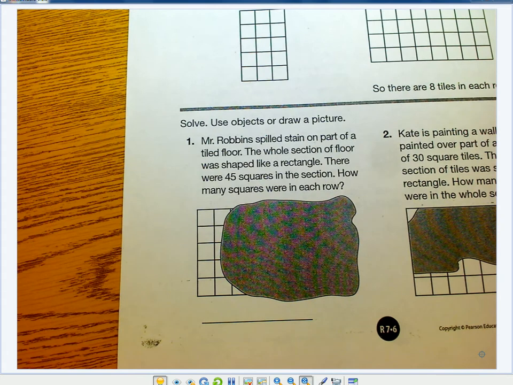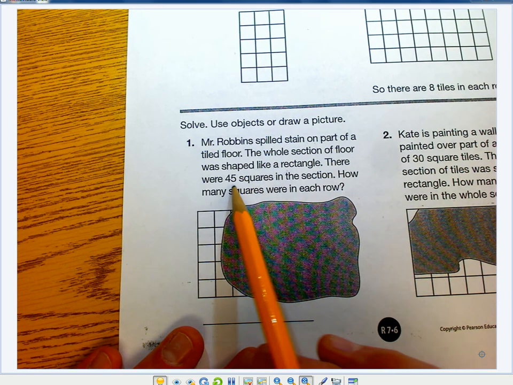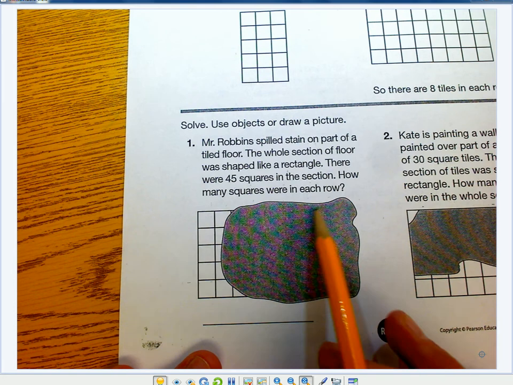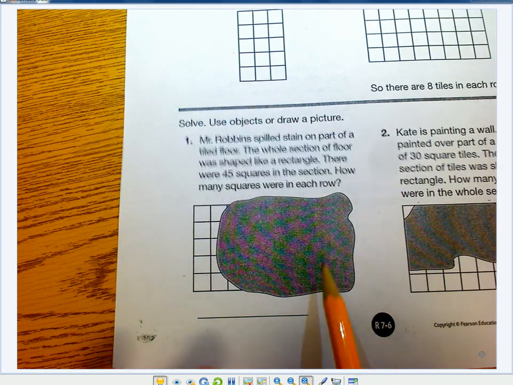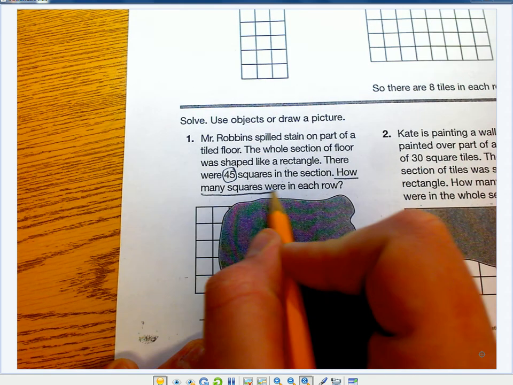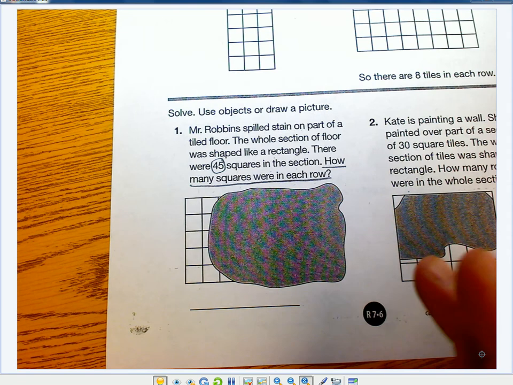Mr. Robbins spilled stain on part of a tiled floor. The whole section of floor was shaped like a rectangle. There were 45 squares in the section. How many squares were in each row? So we know that this whole picture, even though it's hidden, has 45. That's important. But it wants to know how many squares were in each row. So we need to figure out what we already know.